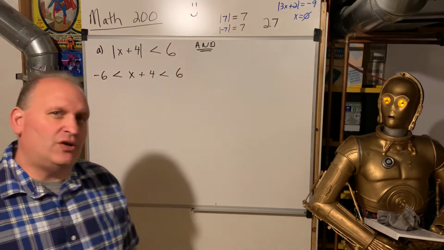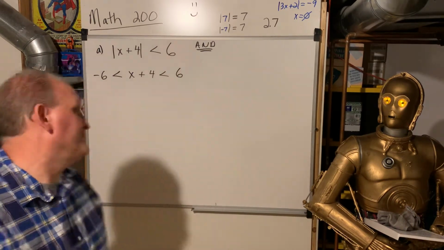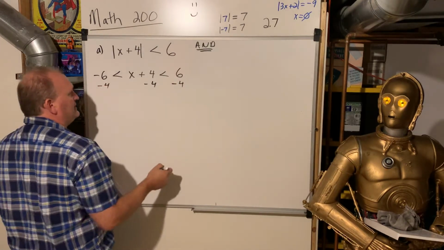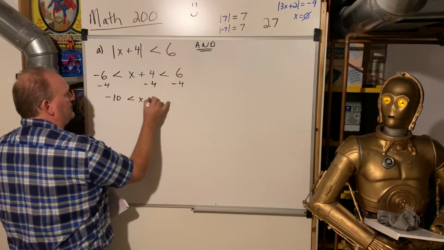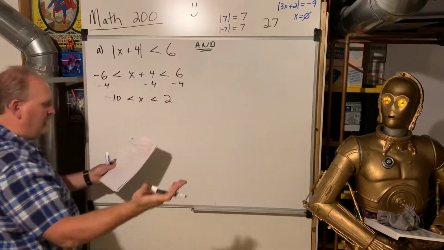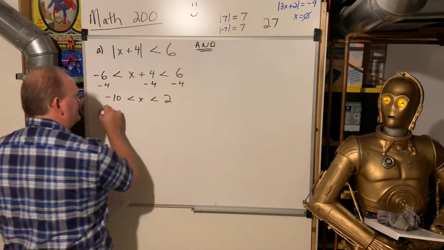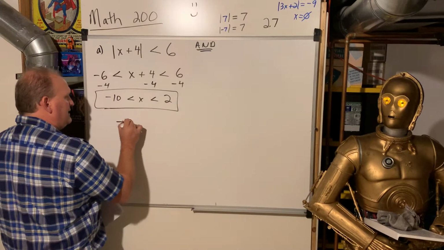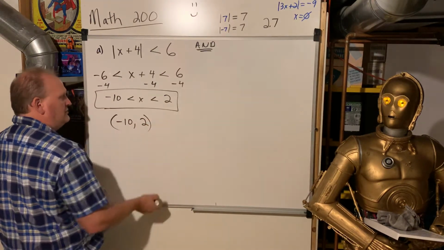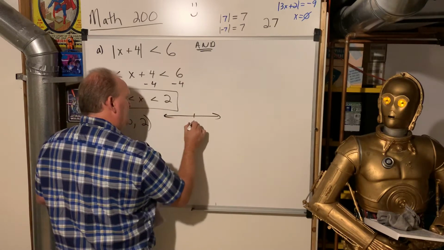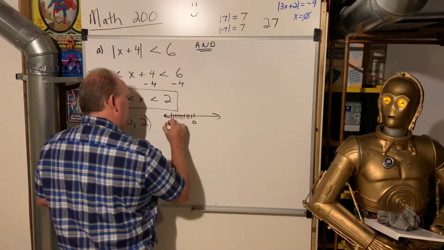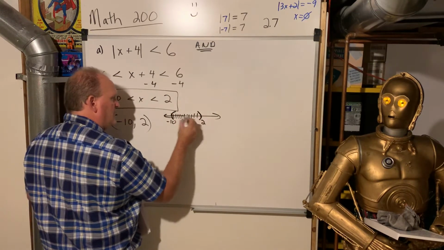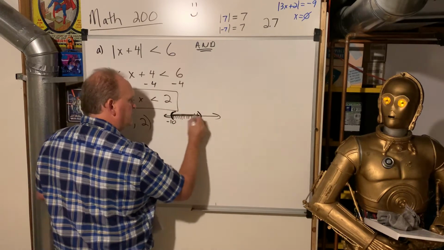And problems are a little easier than or problems, because you can always do them like this. Subtract 4 from all 3 sides, and we're done. If we want the interval notation of that, that's negative 10 to 2, not inclusive. If we wanted the graph of that, it's a parenthesis there, a parenthesis there, and then shaded in between.